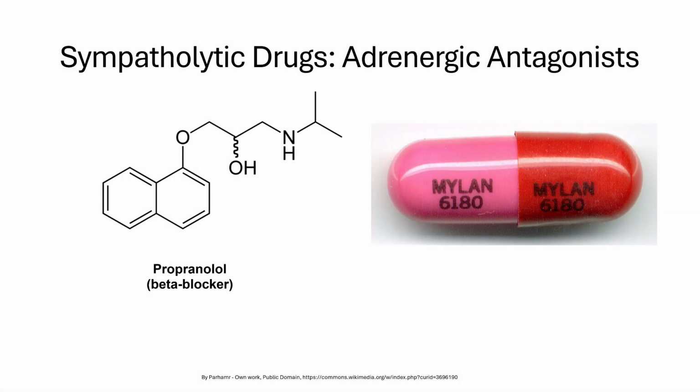We can also categorize drugs based on which division they affect. Sympatholytic drugs are adrenergic antagonists that block sympathetic effects. A common example is propranolol, a beta blocker that decreases heart rate.